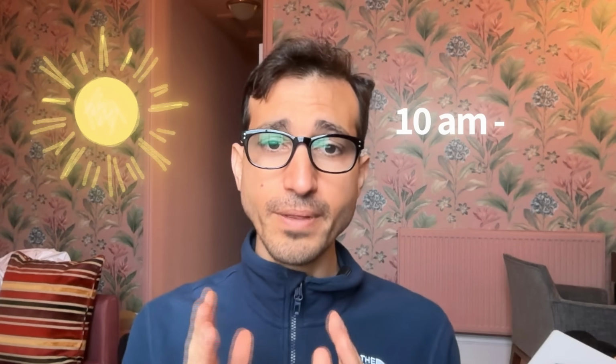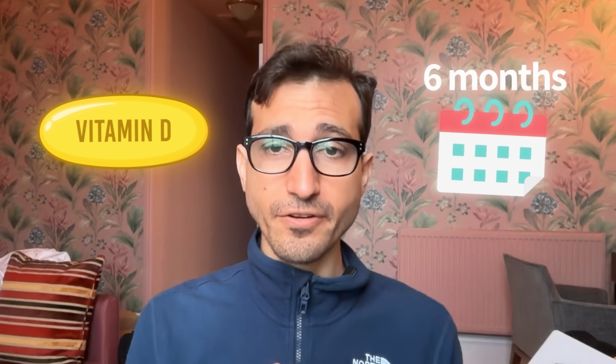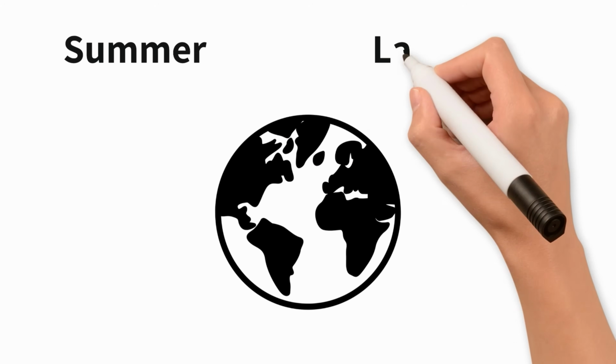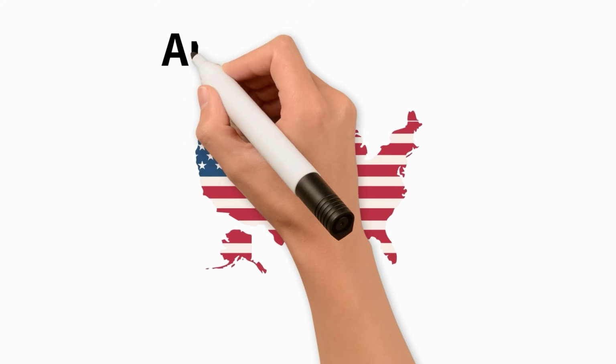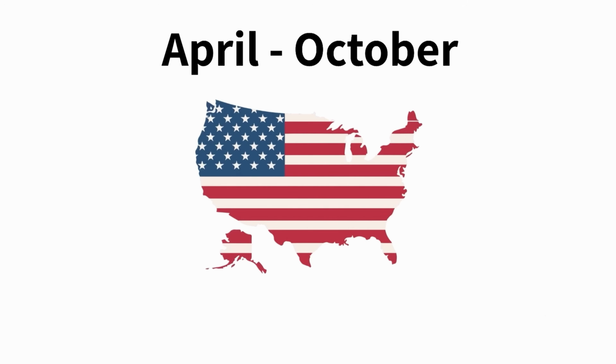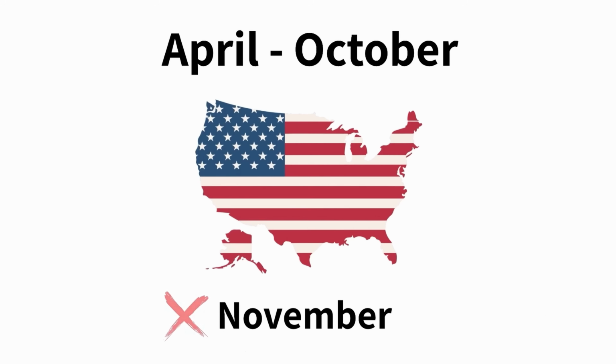But getting sunshine between 10 a.m. to 4 p.m. in most countries isn't enough, because in most countries, these hours will produce vitamin D levels in direct sunshine only in about 6 months of the year. Let me explain. This usually happens in most countries during the summer and the late spring. In the US, for example, most states, they only get vitamin D between April to October. In November, you cannot get vitamin D.